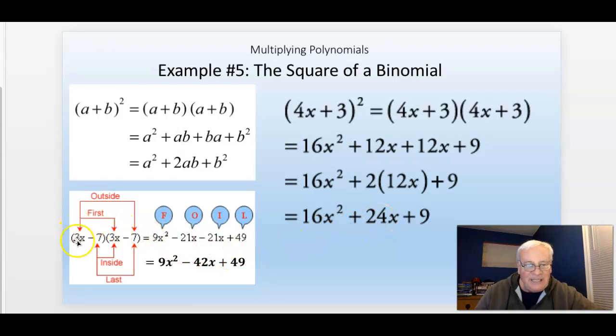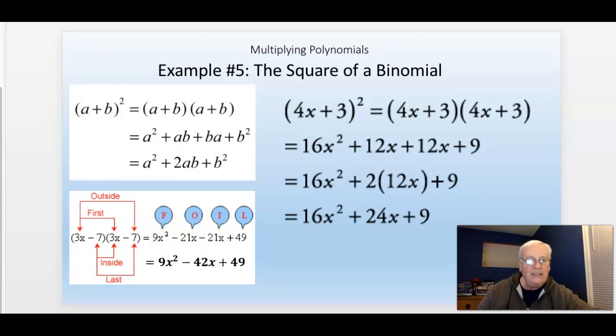Okay? And here's another example of the FOIL method. The first 2, the outside 2, the inside 2, and the last 2. You could do it like that if you want as well. There's just another example. But just to show you, 3x times 3x, that's 9x squared. Negative 7 times negative 7, that's positive 49. And then just go 3x times negative 7 is negative 21x. Times 2 is negative 42x. And there's those two negative 21x's right there.